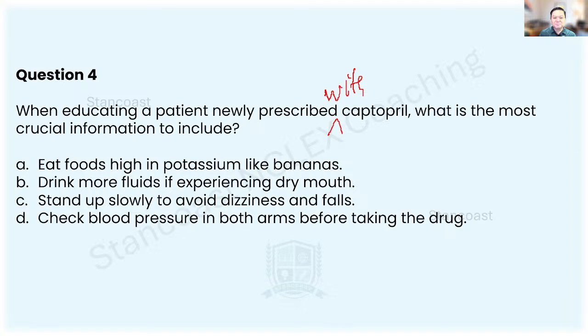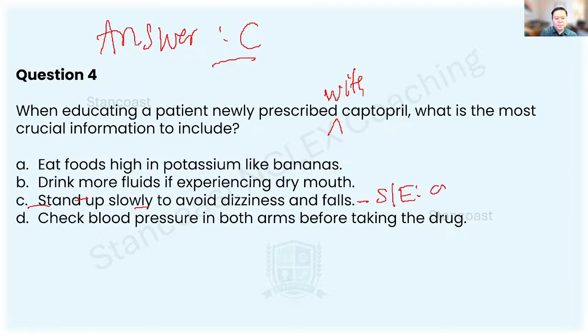Captopril. I'm seeing C's. Okay, very good. The correct answer here is letter C. Stand up slowly to avoid dizziness and falls because of its side effect, orthostatic hypotension.